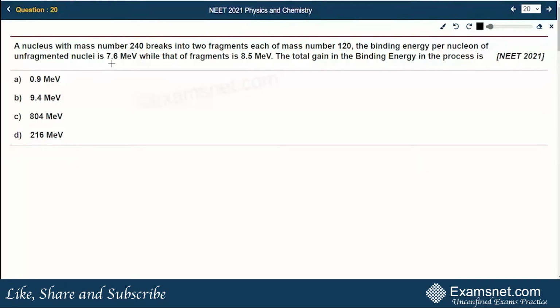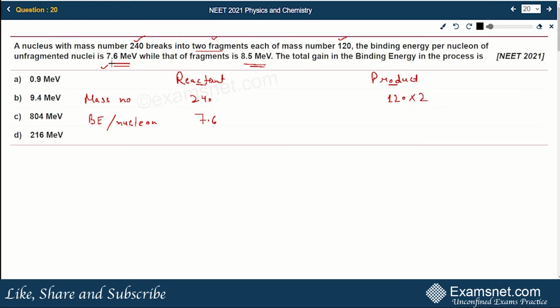Question number 20 is from the chapter Nuclei, and the question is: a nucleus with mass number 240 breaks into two fragments, each of mass number 120. The binding energy per nucleon of the unfragmented nuclei is 7.6 MeV, while that of the fragments is 8.5 MeV. So the total gain in the binding energy in the process is. Let's write down what is mentioned in the question. First of all, we have a reactant whose mass number is given as 240, whereas its binding energy per nucleon is 7.6 MeV. On the other hand, the mass number of the product is 120 for each, and there are two such fragments, so total mass number will be 120 into 2, and the binding energy per nucleon is 8.5 MeV.